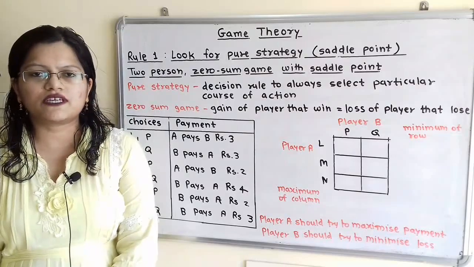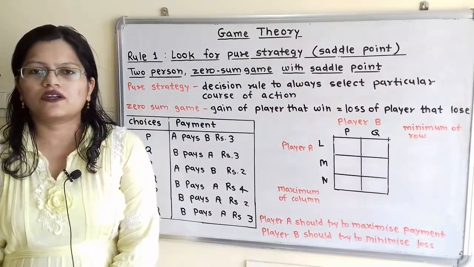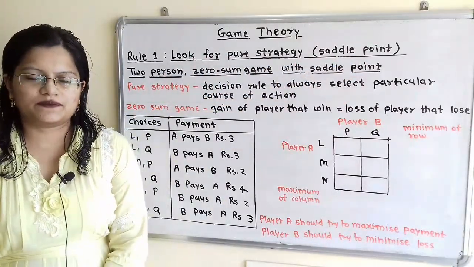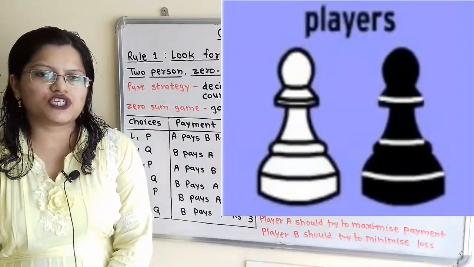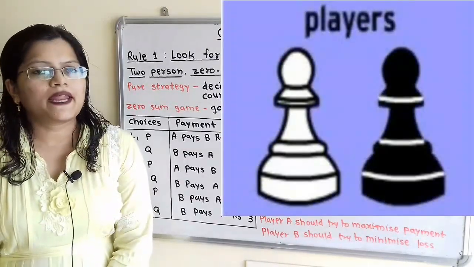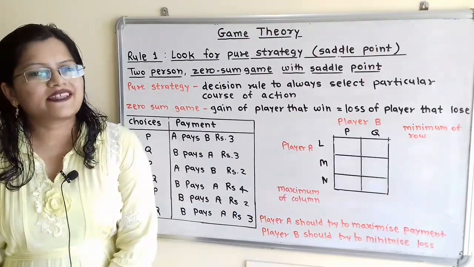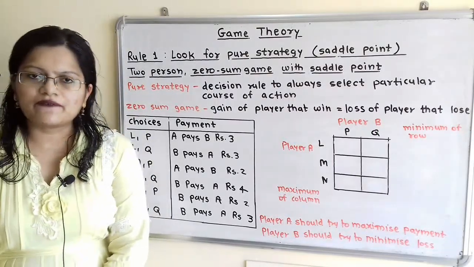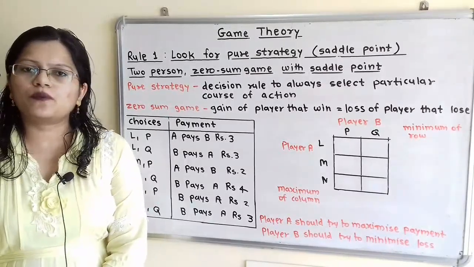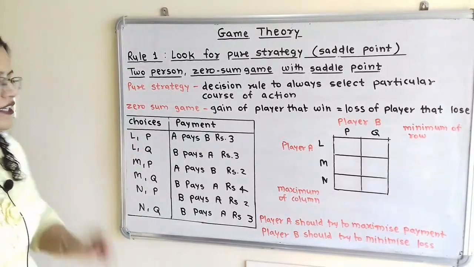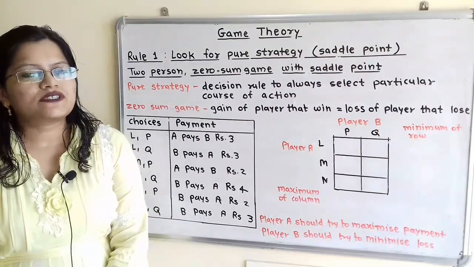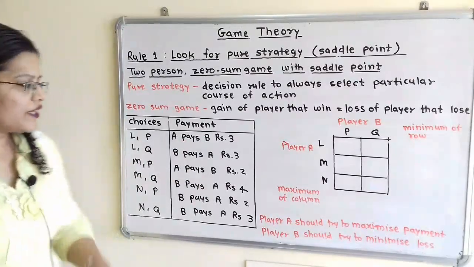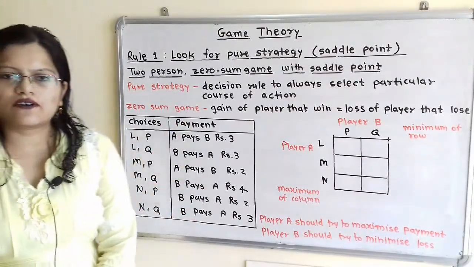We will solve this question by using rule 1 of the game theory. Look for pure strategy, that is saddle point. Now if we observe this question, there are two players available, player A and player B. There are three choices to player A, choices are L, M, N. And in the same way, there are two choices available to player B and choices are P and Q. Now in the question, possible combination of the choices with payments is given. So here is the table that is mentioned in the question.